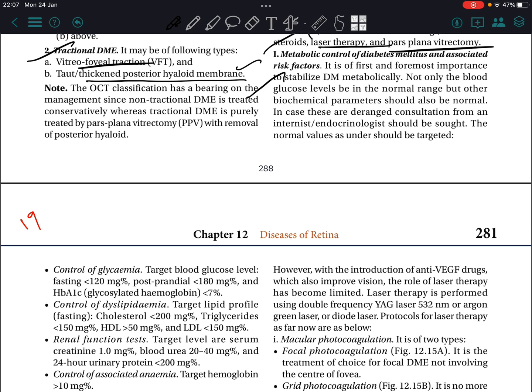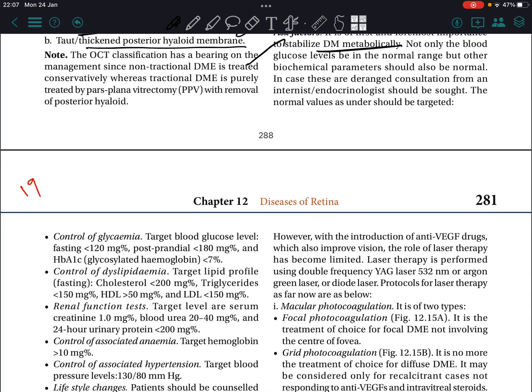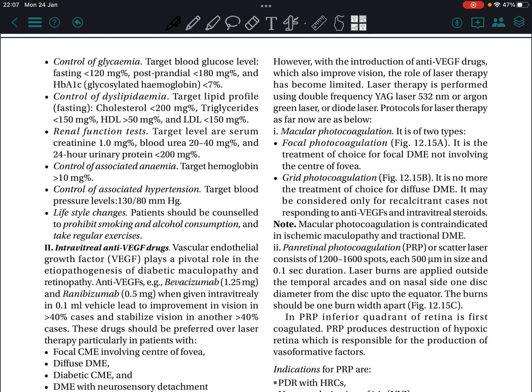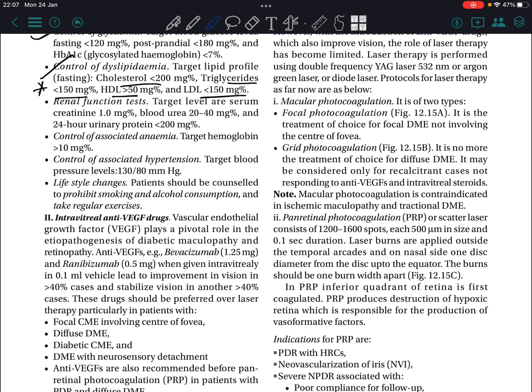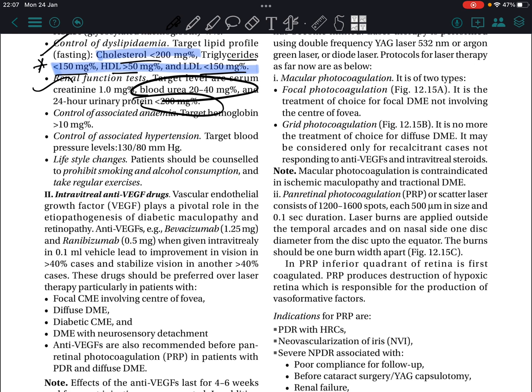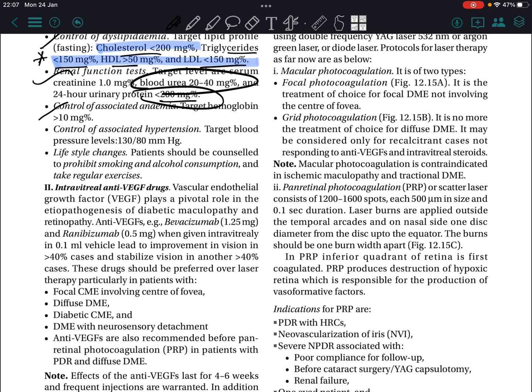Metabolic control of diabetes mellitus and associated risk factors. It is first and foremost important to control DM metabolically. Not only should blood glucose levels be normal, but other biochemical parameters should be normal. Control of glycemia, control of dyslipidemia. Renal function test, blood urea, 24-hour urinary protein 200 mg. Control of associated anemia, control of associated hypertension.